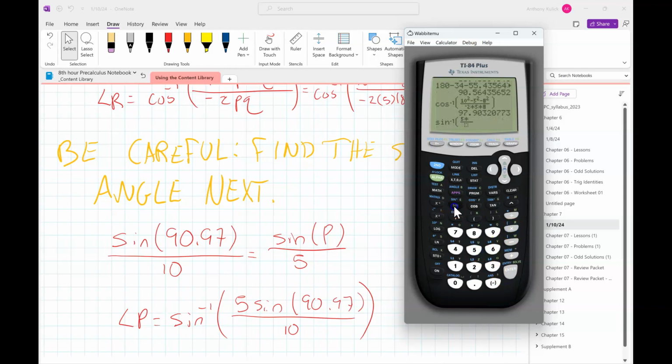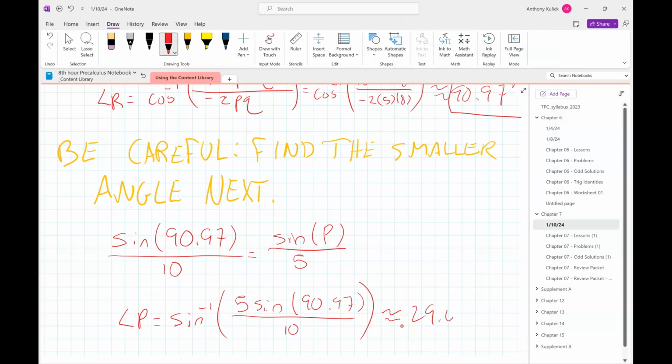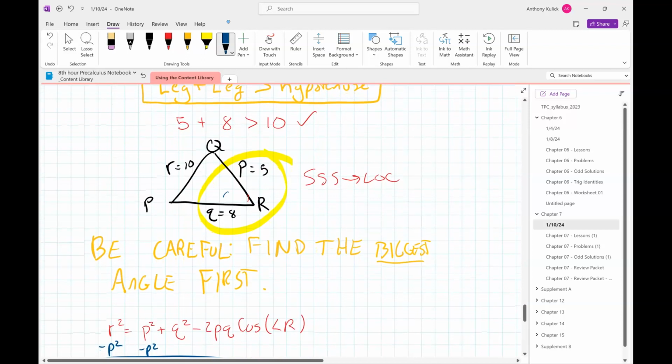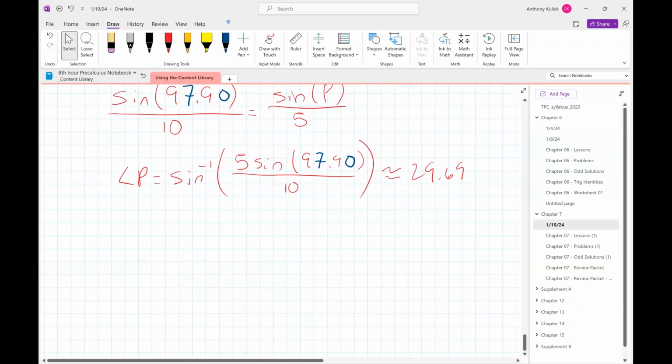So 5 times sine, and then I'm going to do second and the negative sign to grab that previous answer. Ooh, boy, wrote down the wrong number there, huh? Yikes! Press enter, so that's 29.69. Let's go back and change those. I did it up here too, huh? Okay. Yikes!